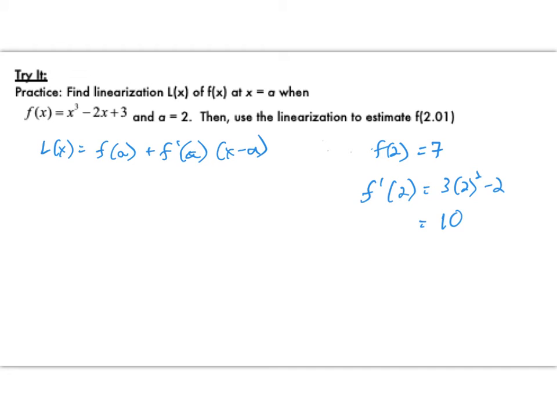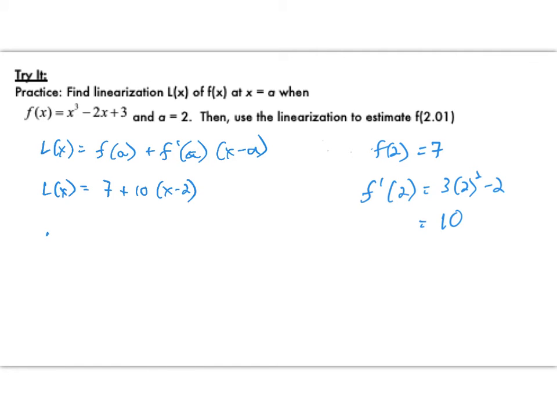So what is my linearization? My linearization here, L of x, is going to be 7 plus 10 times x minus 2. Now, I could go ahead and simplify this into slope-intercept form, but I'm not going to do it because you're going to see why in just a second. Now I'm going to use this linearization to estimate f of 2.01.